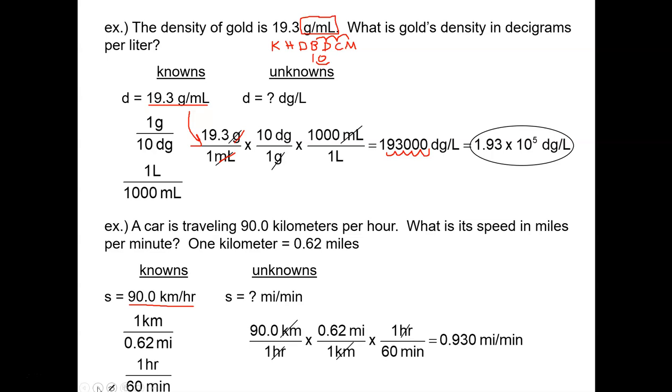But 0.93 is not enough significant figures. 90.0, since there's a decimal point here, the 0 counts. So this is 3 significant figures. So my answer has to be 3 significant figures. So I had to put the 0 in there. And don't forget, circle your answer.